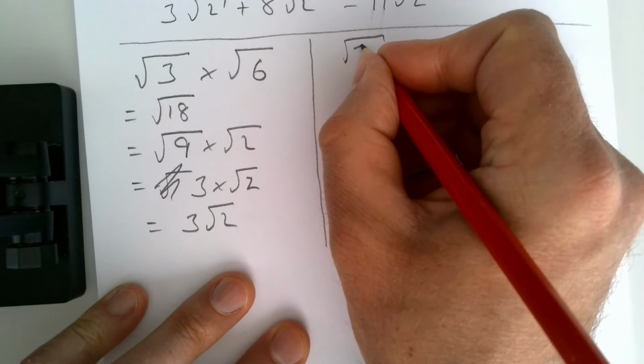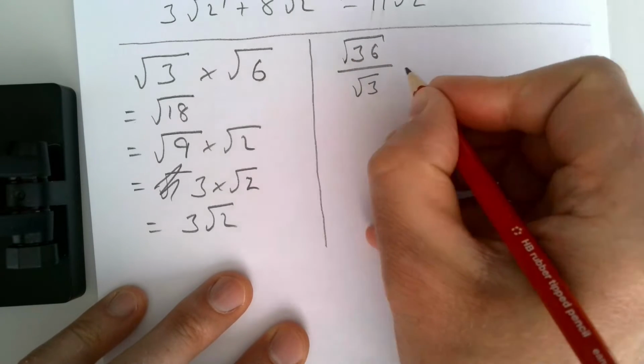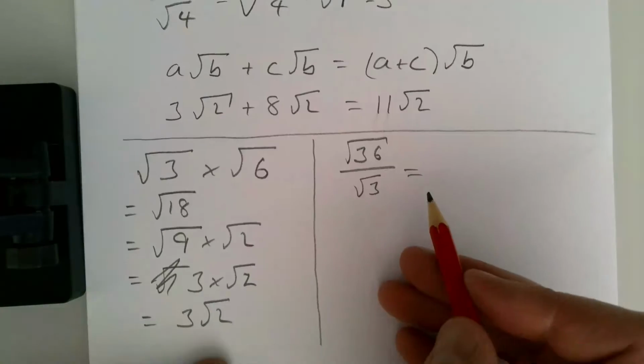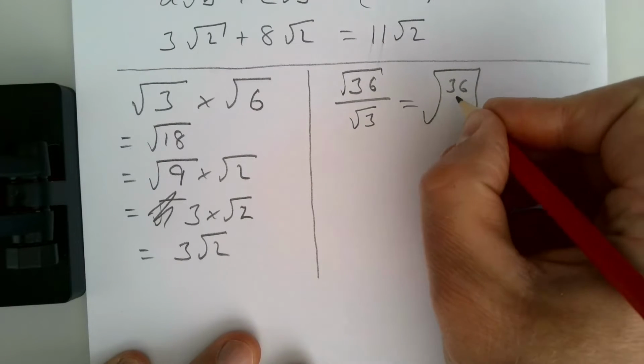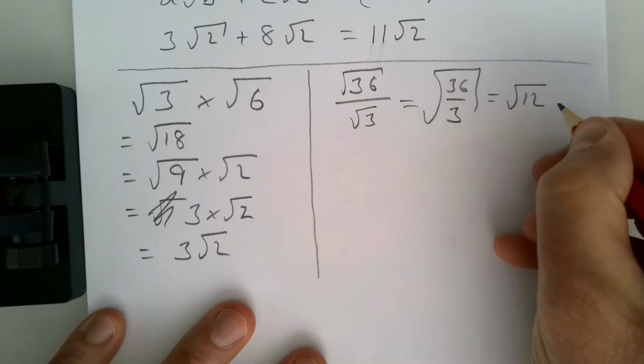Second example, root 36 over root 3. Actually, we have 36 in there as well. That's going to be the same as 36 over 3, and that's going to be the same then as root 12.